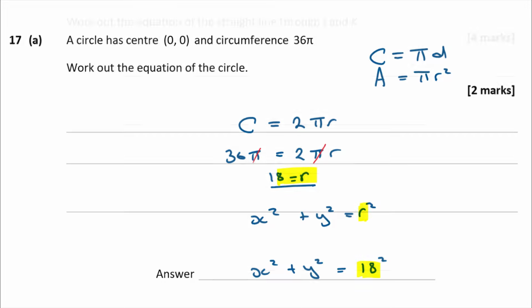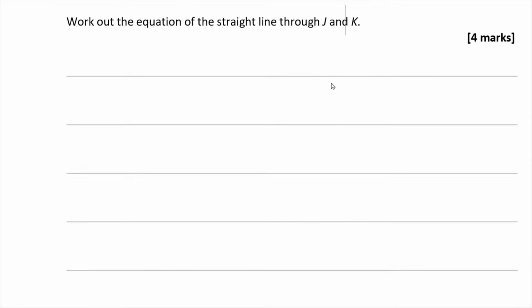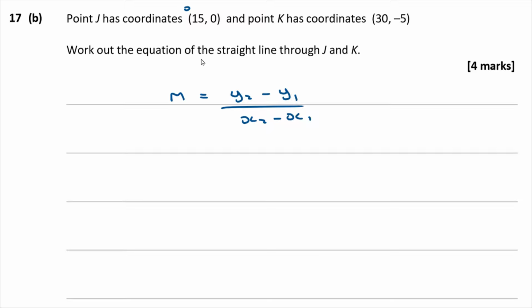Part B says point J has coordinates 15, 0 and point K has coordinates 30, minus 5. Work out the equation of the straight line through J and K. The first thing we need to do is work out the gradient. There is a handy formula for doing it, which I tend to use. My gradient is equal to y2 minus y1 over x2 minus x1. It's just a formula that you can remember. So x1 and y1 are your coordinates from... it was a bit off the top of the screen there.